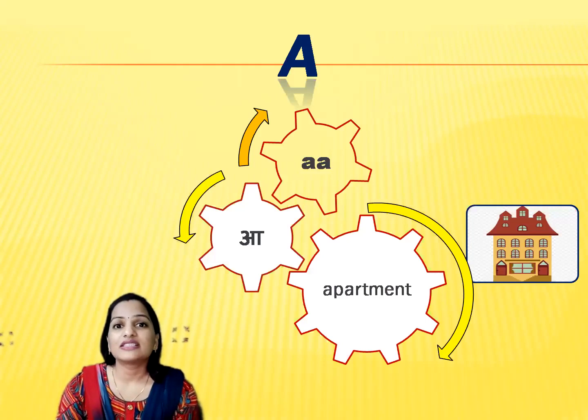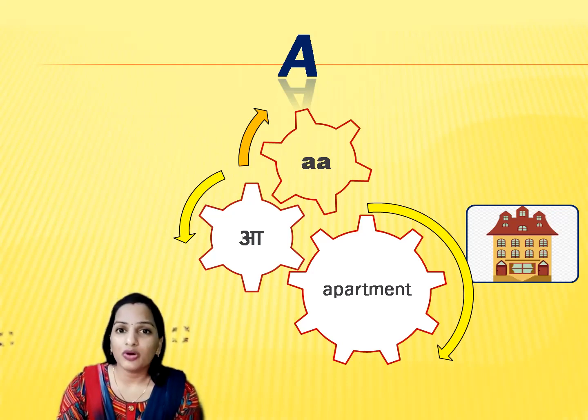The first alphabet is A. So, how do we pronounce A in French? It is A. Repeat after me. A. Okay. And one example from the letter A is appartement. Répétez après moi. Repeat after me. Appartement. And appartement means apartment. In English, we call it apartment, and in French, we call it appartement. Okay. So, A and appartement.